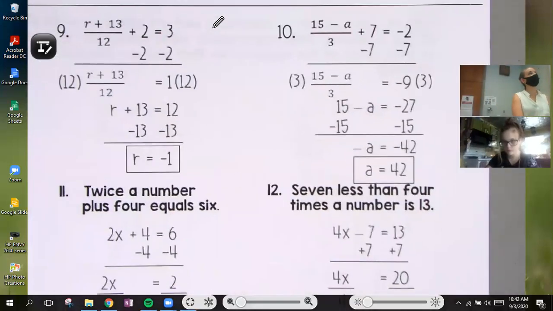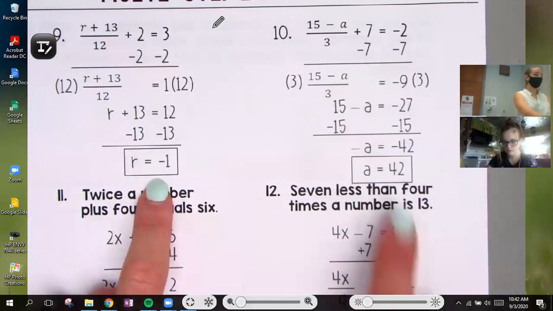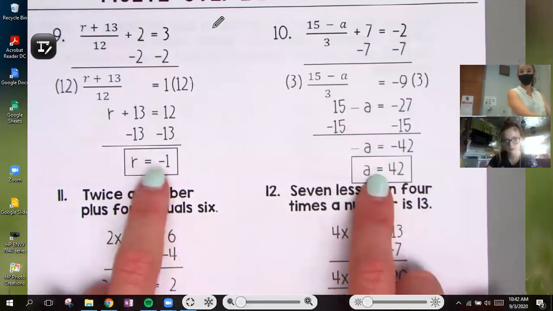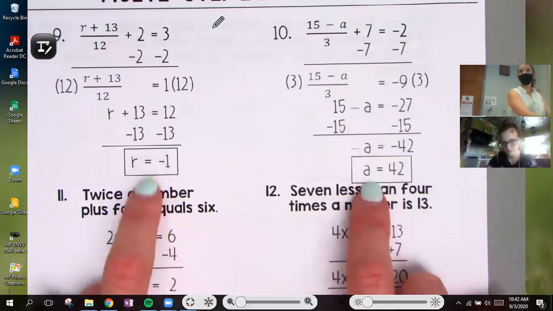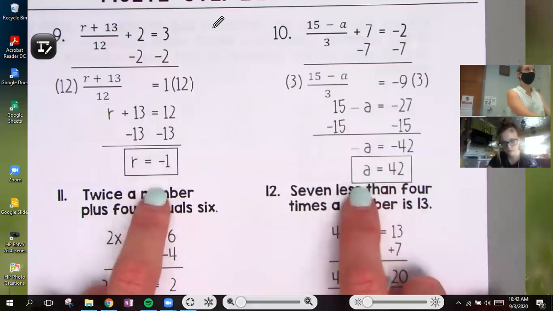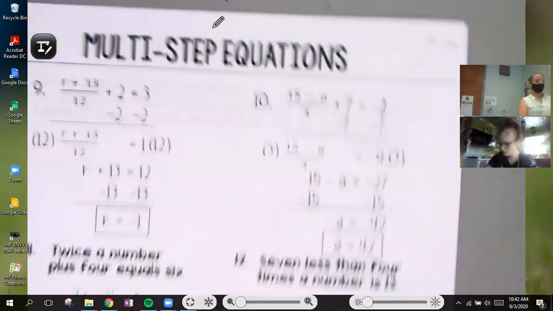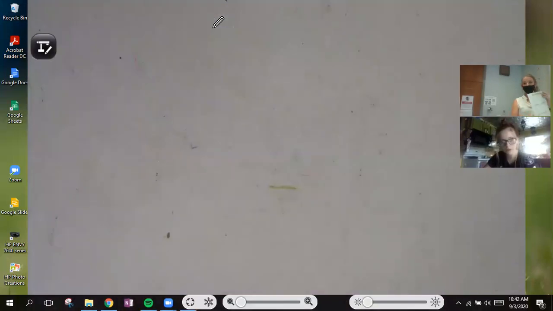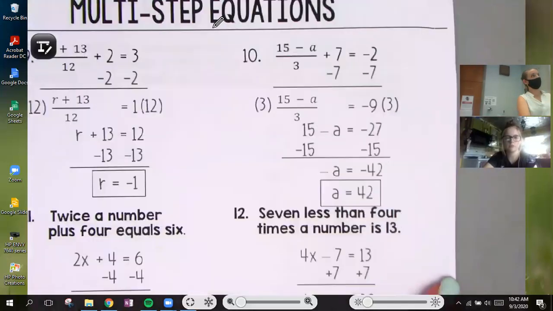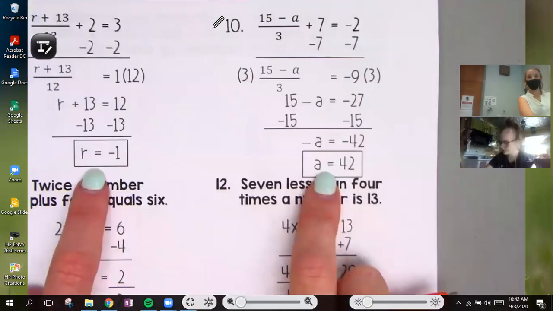All right, here's 9 and 10. R is negative 1, A is 42. I told you it was 42. Okay, I didn't make it. I'm not even gonna correct myself because I knew it was 42. He's like, no, it's 41. That was negative 41. 9 and 10. Again? I'm gonna bring it every day.